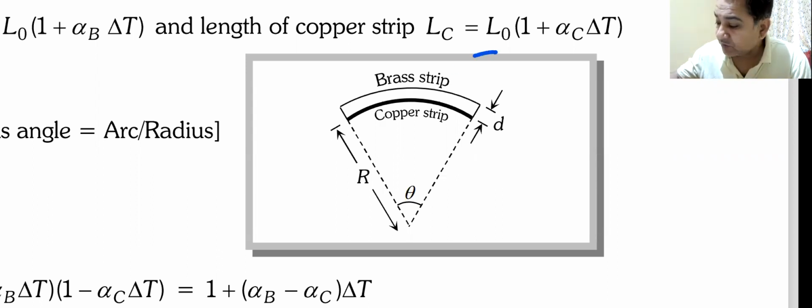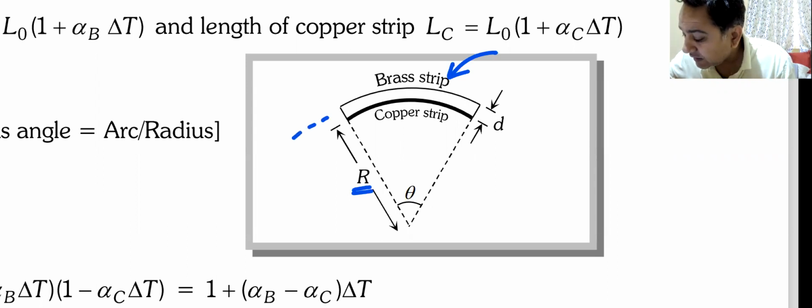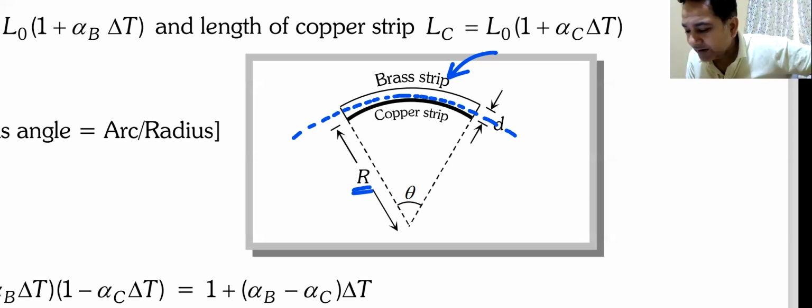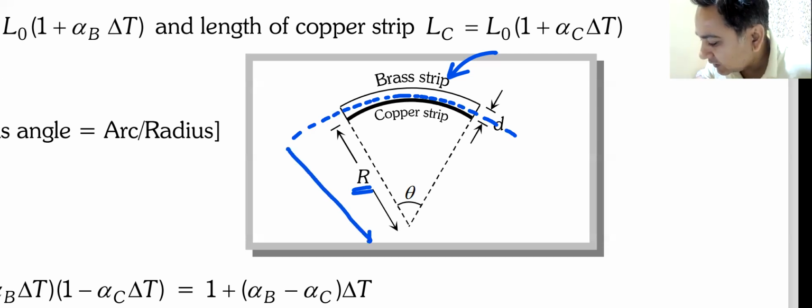Yes, sir. The brass strip goes outward because we are assuming that alpha brass is more. Brass is outward. This is what they call the radius of curvature R. They have taken it till the copper strip. In some questions, you might not find it till the copper strip. What they will do in some questions is make a center line. This center line is the boundary between copper and brass, and then they will call this entire thing R.